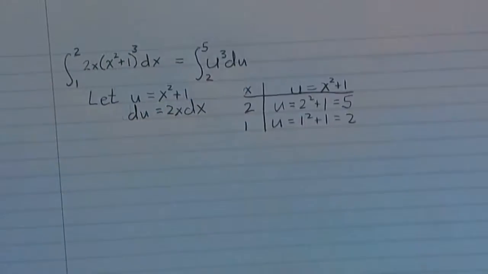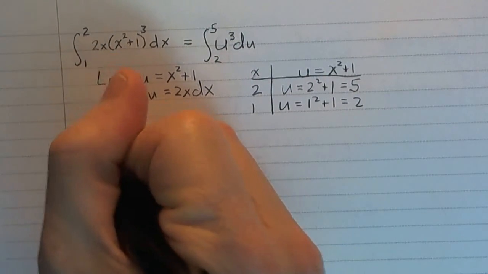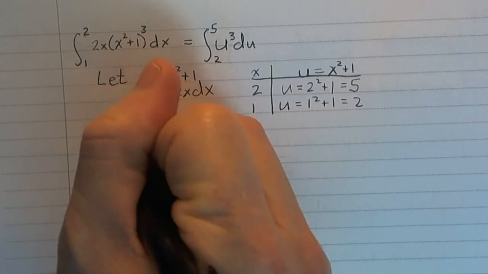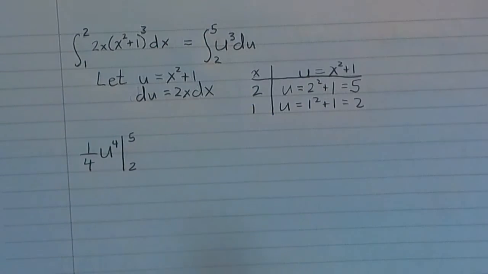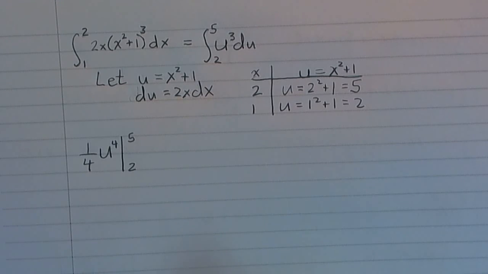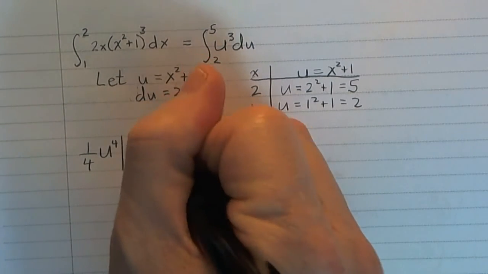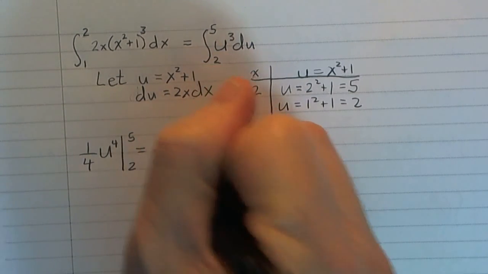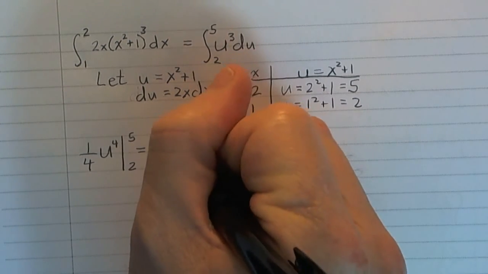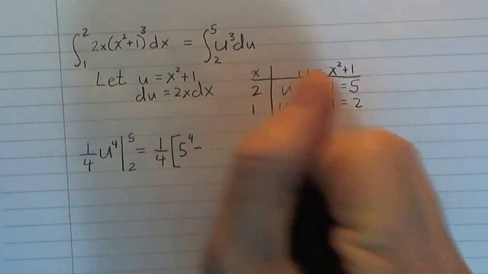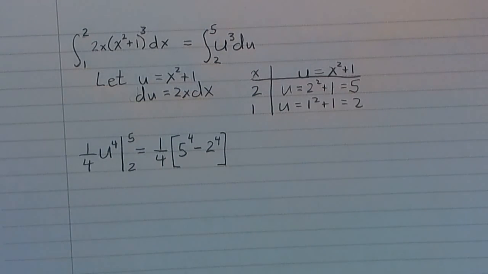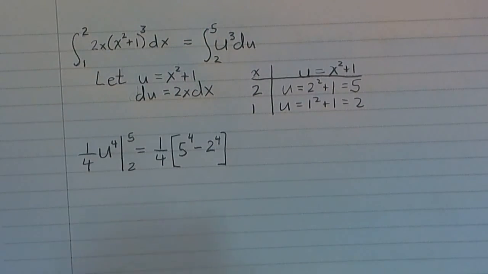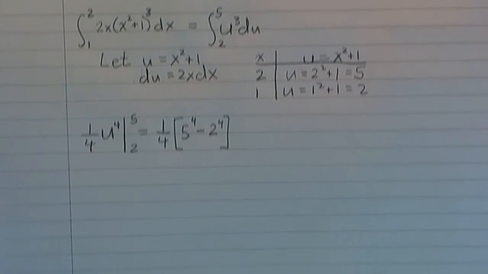We can say the antiderivative is going to be 1/4 u to the 4th, and it's going from 2 to 5. Like that. So let's see what that's going to be. That's going to be 1/4 times 5 to the 4th minus 2 to the 4th. There we have it. We could work that out if we wanted to, but that shows you how we deal with those bounds.